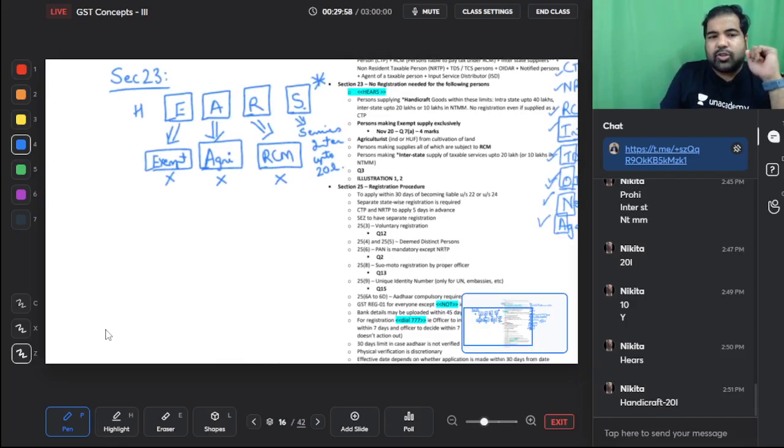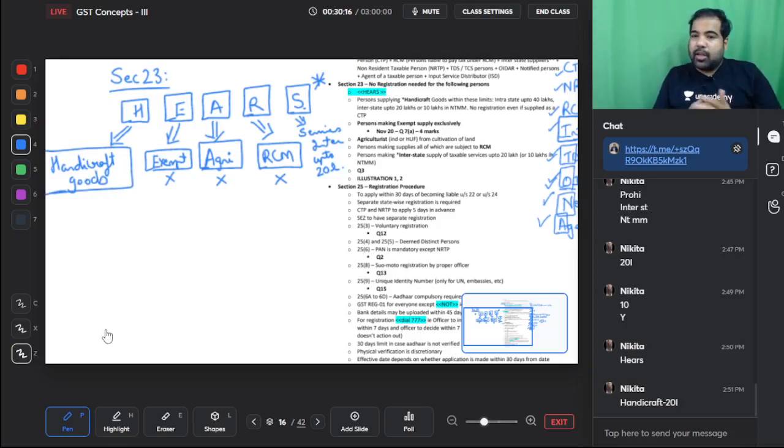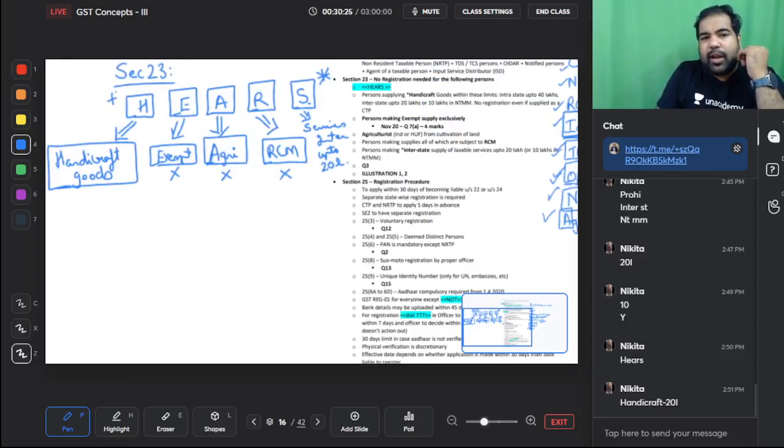And what is H? H means handicraft goods. Guys, handicraft goods are those that are made by hand, not by machines. A little bit of machine is okay, but primarily made by hand. Those are handicraft goods. And if you are supplying handicraft goods, even interstate, that means you are supplying handicraft goods from Maharashtra across India, then the government says interstate is compulsory registration. But the second exception is handicraft goods. Even for handicraft goods, the government says we like you, and hence up to 20 lakhs you don't have to register.